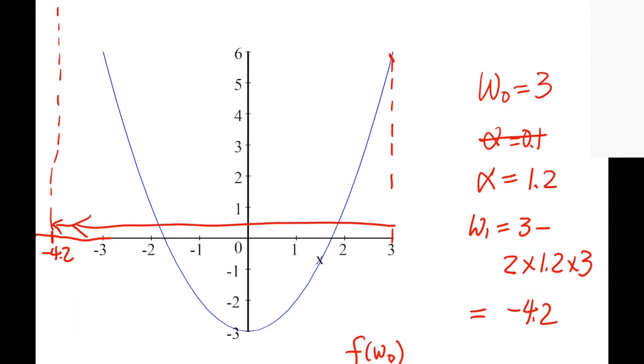You can tell the f value, L(w0), is 3 quadratic minus 3, and this L(w1) is minus 4.2 quadratic minus 3, which is actually even larger than L(w0). So it means we did not minimize, we did not make it smaller, we actually made it larger, which is bad.